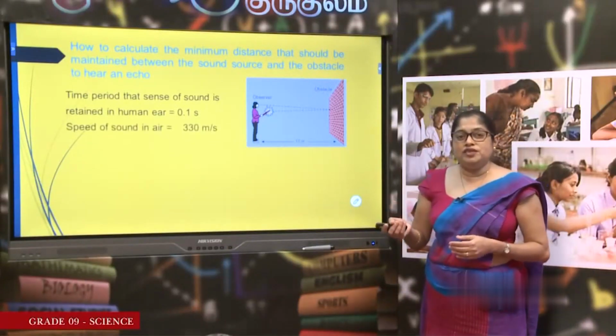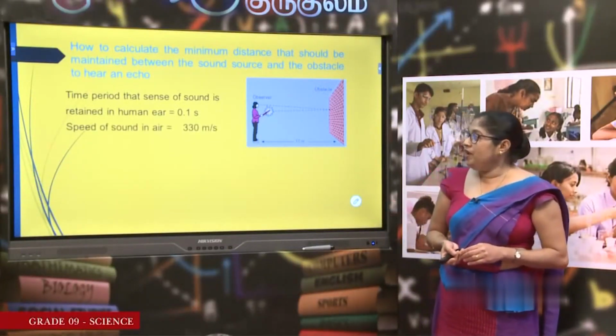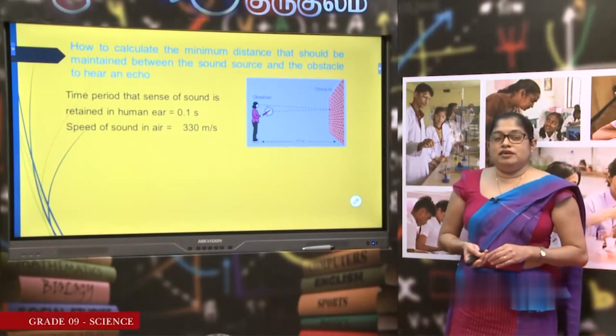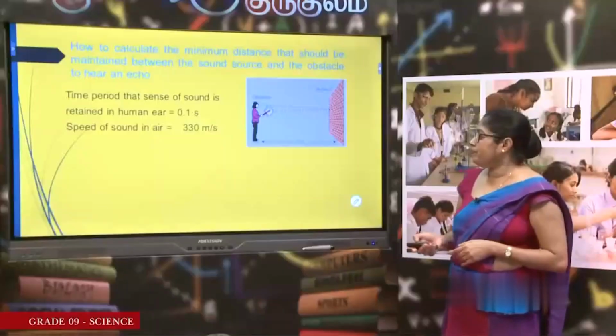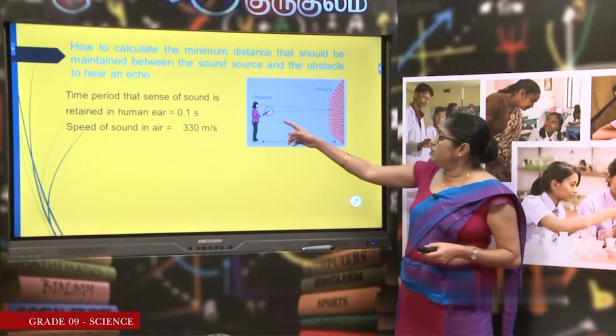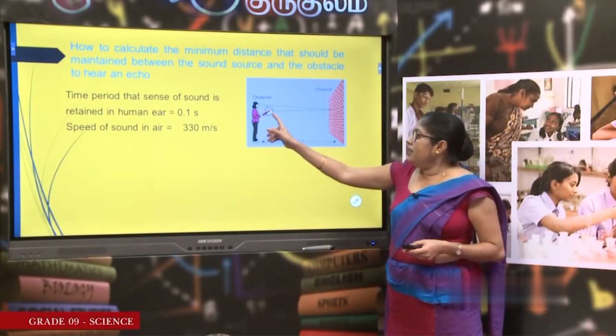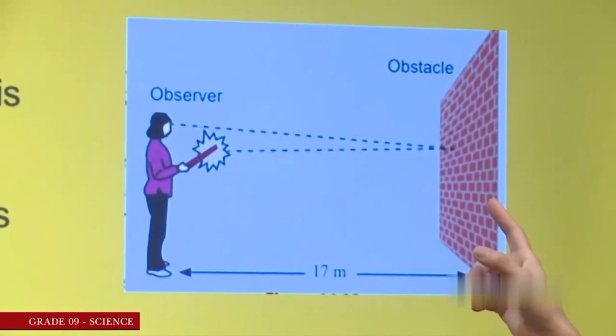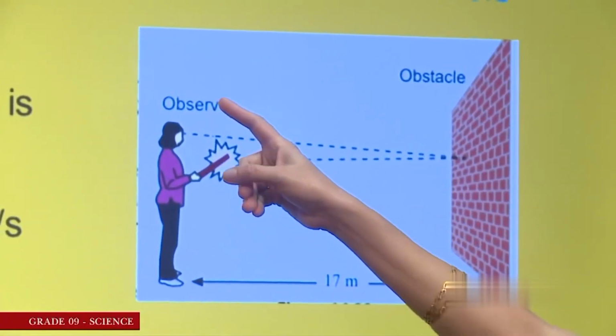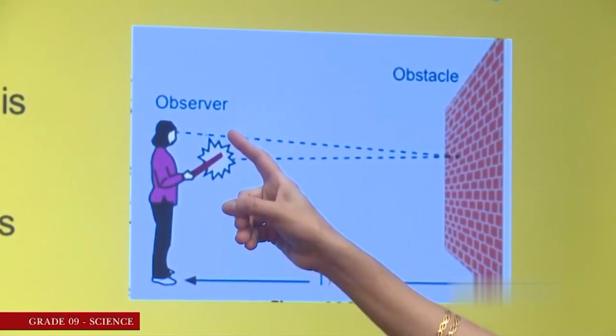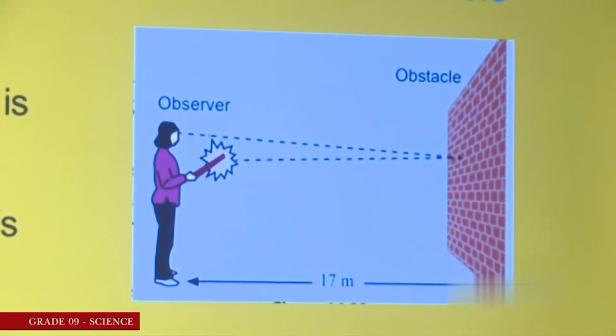And for this calculation, you also need the speed of sound in air. The speed of sound in air is 330 meters per second. The speed of sound varies with the medium, so in water it gets another value. This diagram shows the observer, the sound source and the obstacle. Here we use the words observer or sound source because both are in the same place.